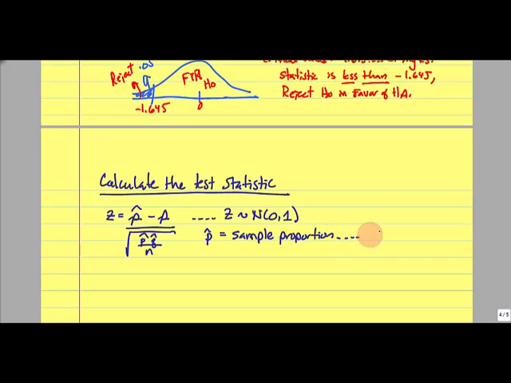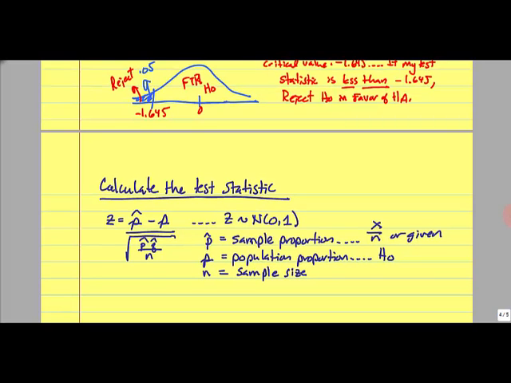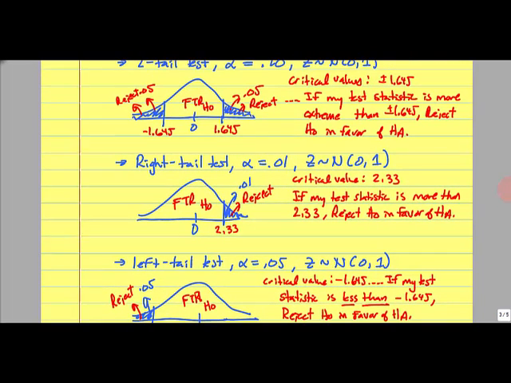A lot of times we can say it's calculated as x over n, or it's given, sometimes as 15% or something like that. p is my population proportion. The population proportion comes from H0. It will be given to you somehow. We assume a proportion, and then we do some sort of experiment and see if the proportion changes. And of course, n is my sample size. Once you calculate the test statistic, if you're using the classical approach, I look at these three cases and decide whether or not I can reject H0.